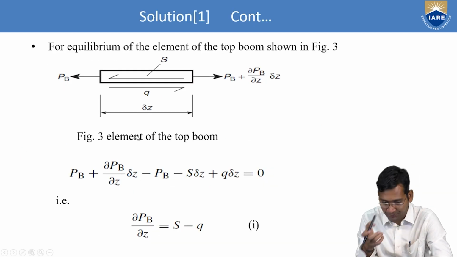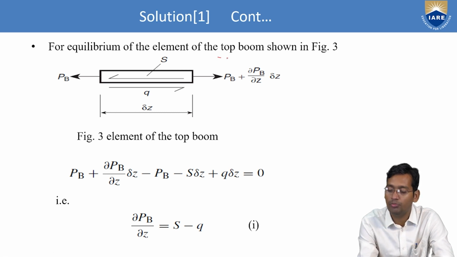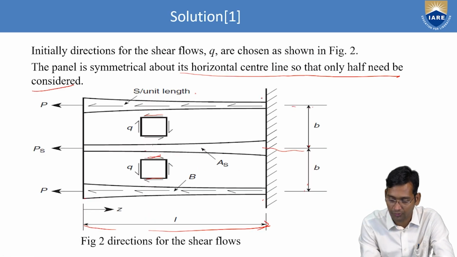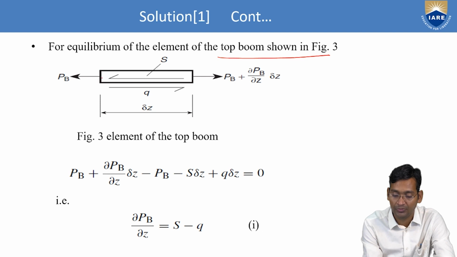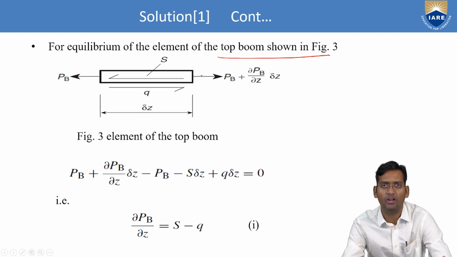Okay. So now let's see. For equilibrium of an element of the top boom shown in the figure, what we are doing now is finding it for this one. So just see here. This is the beam. We are just drawing the free body diagram.